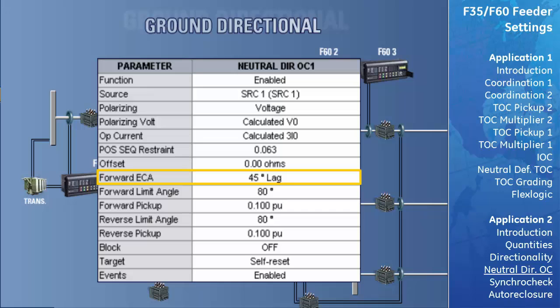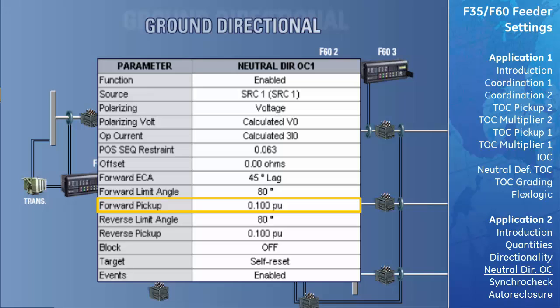The neutral directional overcurrent 1 forward ECA setting defines the characteristic angle for the forward direction in the voltage polarizing mode. The current polarizing mode uses a fixed ECA of 0 degrees. As stated before, since the transformer is in the zone of protection, an angle of 45 degrees will be entered. The neutral directional overcurrent 1 forward limit angle setting defines a symmetrical limit angle, meaning both directions from ECA for the forward direction. To avoid nuisance operation at the boundary, the limit angle will be set to 80 degrees.